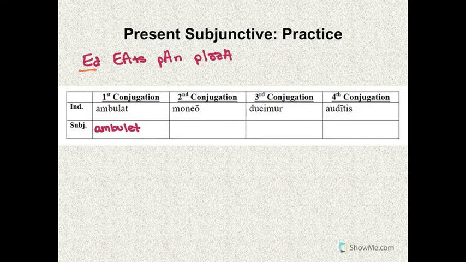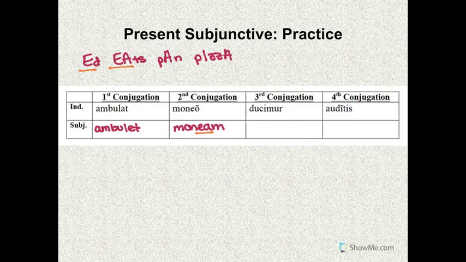Okay, now let's tackle the second conjugation. Our thematic vowels for second conjugation present subjunctive are EA. So moneo should become moneam. I'm using the M here because that's our ending for the first person singular in the present subjunctive. And I'm using EA together because those are our thematic vowels for the present subjunctive.